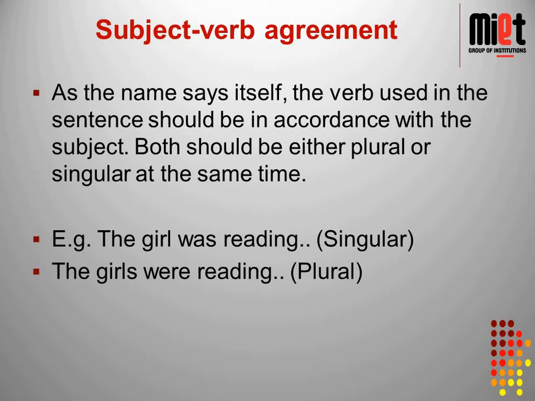So first of all, as we have already discussed subject-verb agreement, let us follow some rules. As the name itself says, the verb used in a sentence should be in accordance with the subject. Both should be either plural or singular at the same time. For example, the girl was reading, the girls were reading.